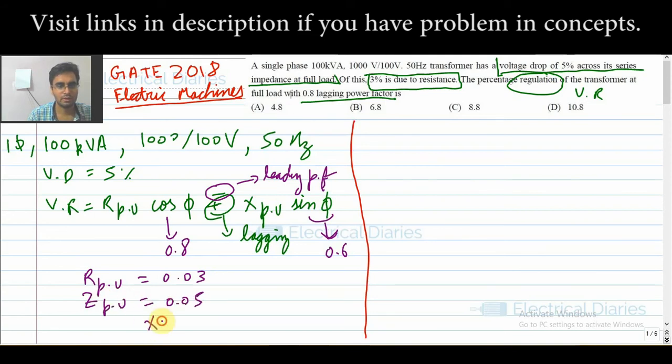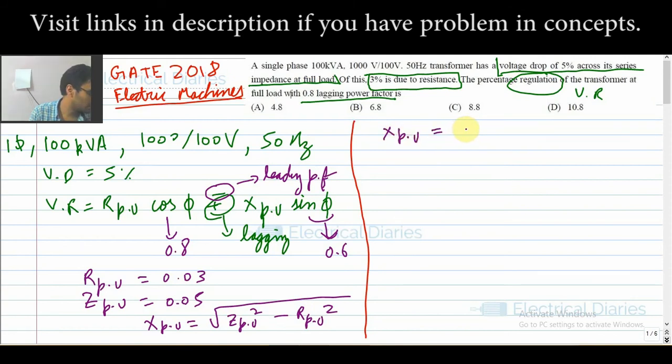Now you have to calculate X per unit. Remember, these are vectors, and I hope you know that Z equals R plus jX. So we can easily calculate X per unit using this relation, that is square root of Z per unit square minus R per unit square. On solving it, X per unit will come out to be 0.04 per unit.